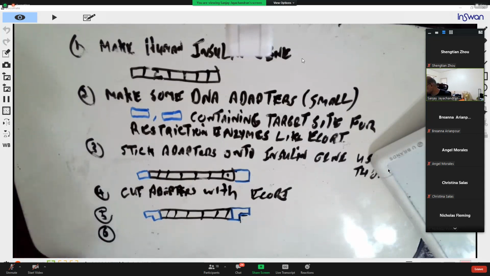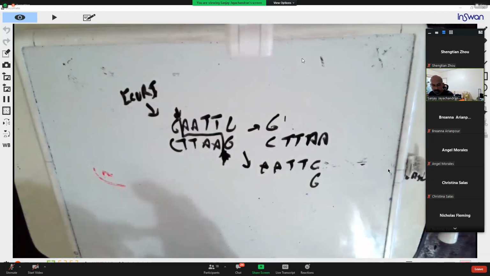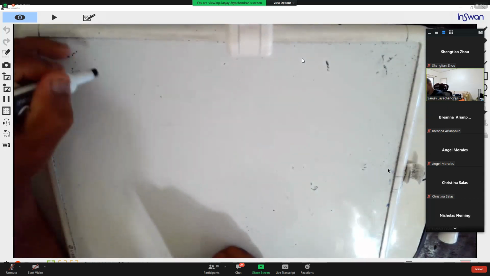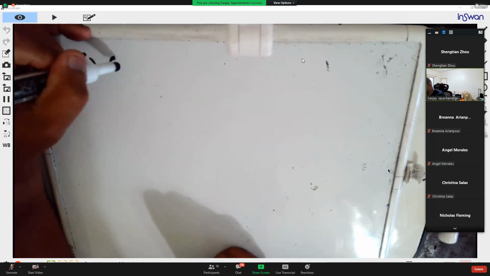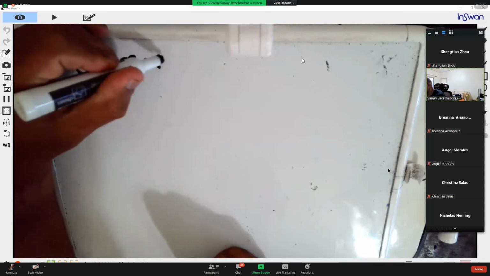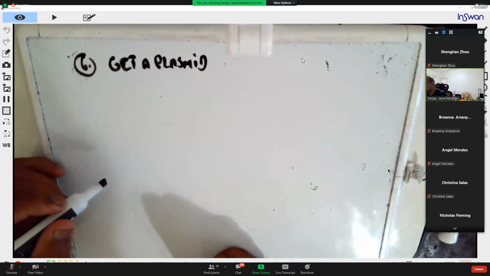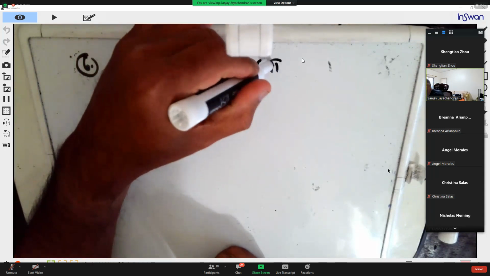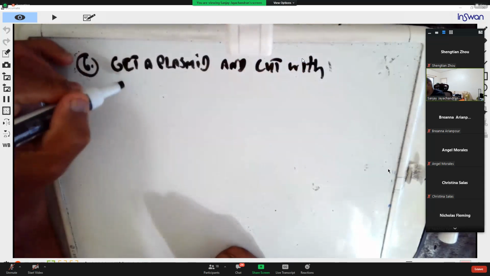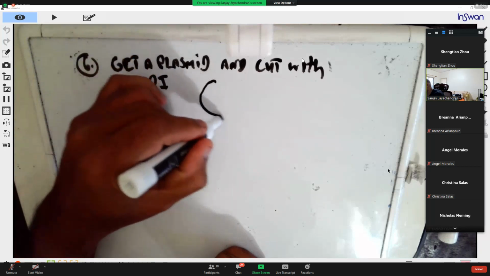Then, number 6, I'm going to draw 6 over here. Get a plasmid. Remember, plasmid is a small circular piece of DNA containing antibiotic resistance genes, and cut with EcoR1. So here's my plasmid.